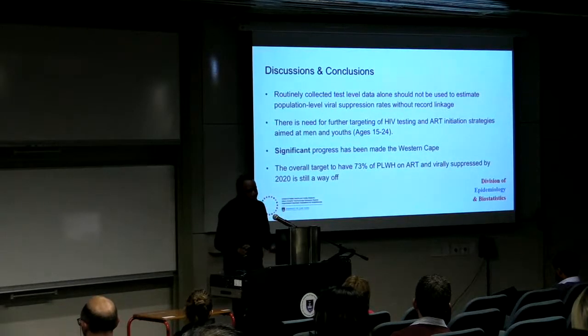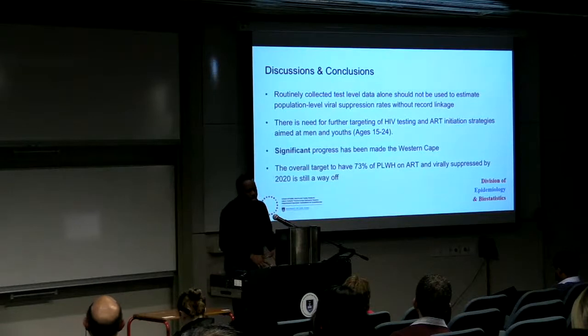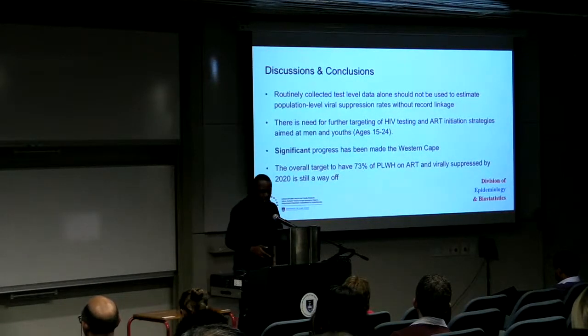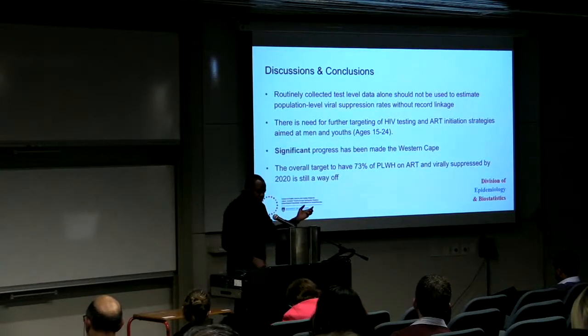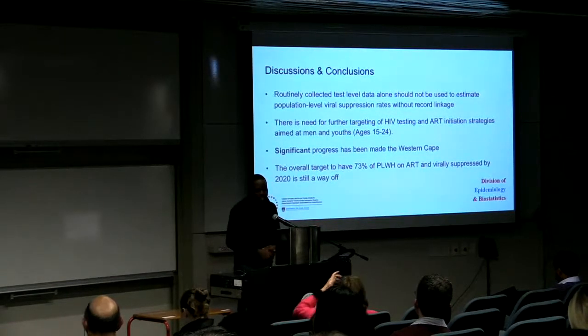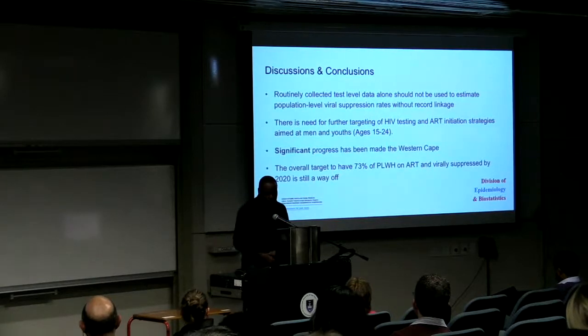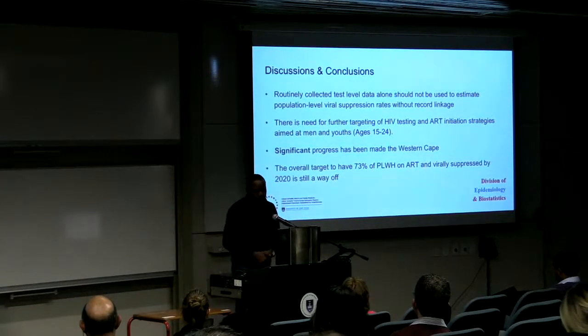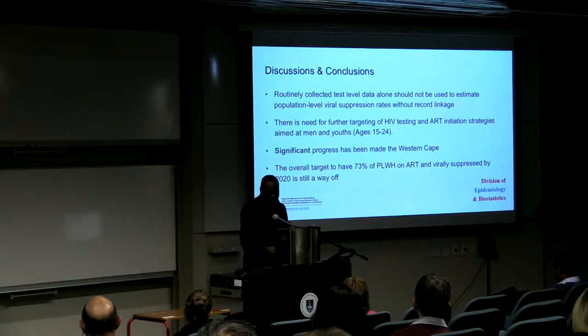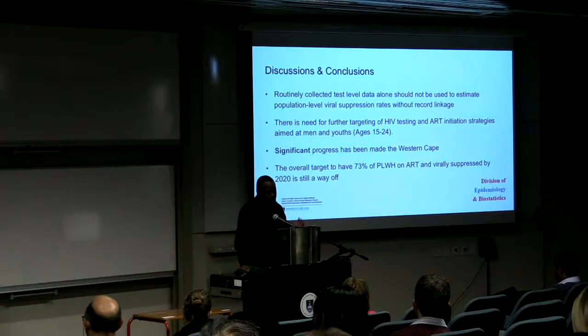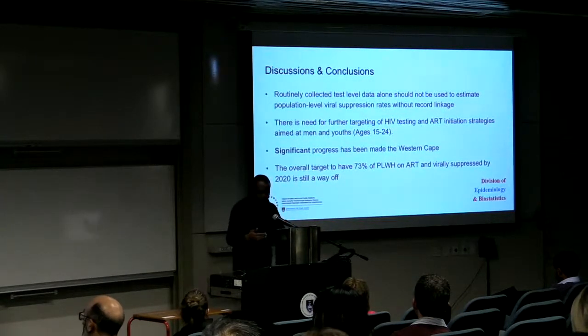encouraging. So in conclusion, what we found was that if you're going to estimate population viral suppression using routine lab data, you would need to perform record linkage before you actually do it. Also, there is a need for further targeting of HIV testing and ART initiation strategies aimed at men and also youths, people aged 15 to 24. But the important take home is that significant progress has been made in the Western Cape, though the overall target of getting 73% of people living with HIV virally suppressed is still a way off.